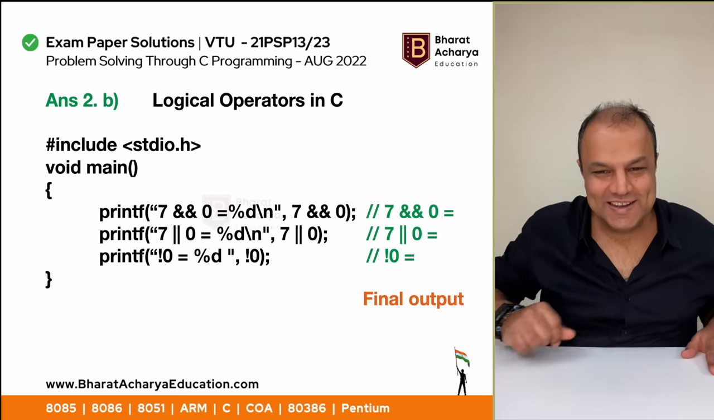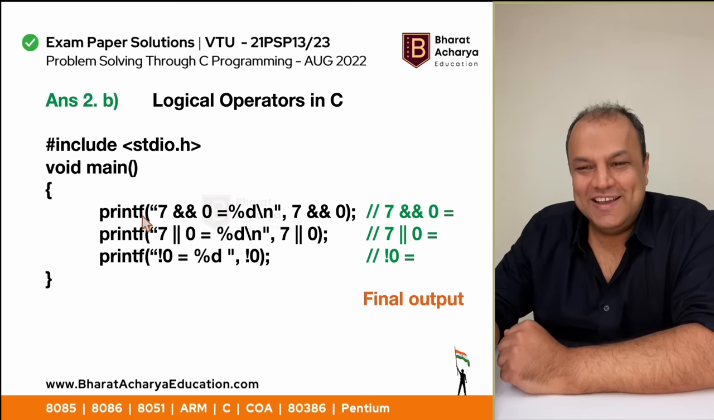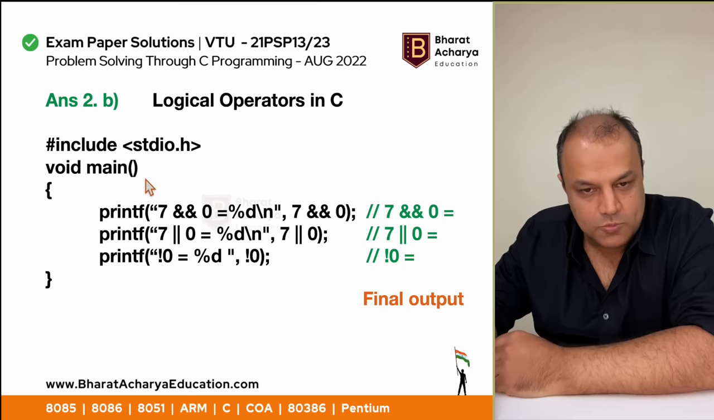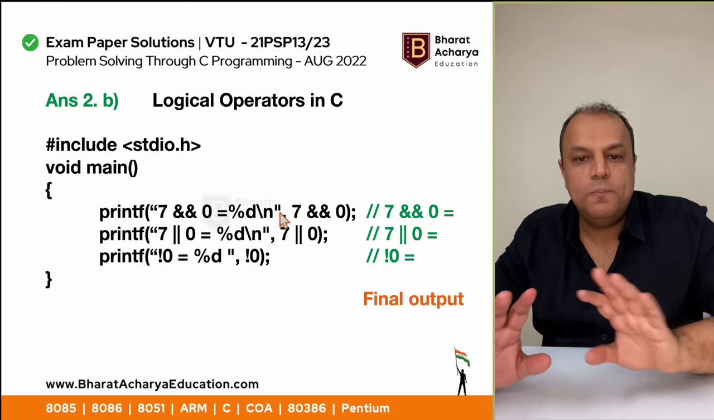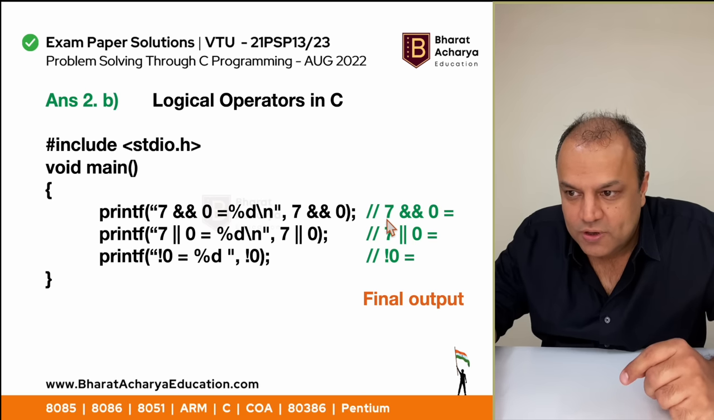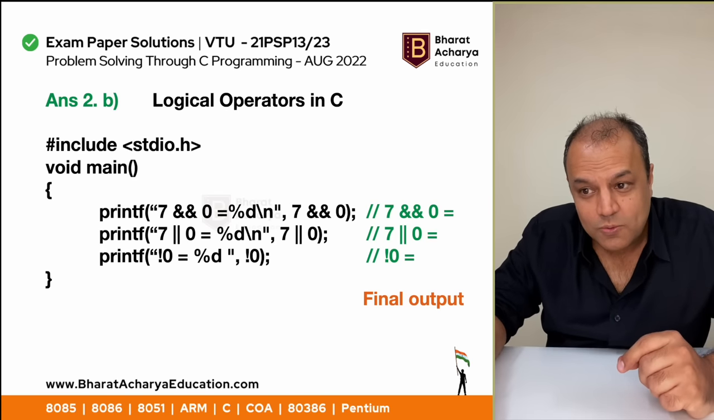And now, let's see this. I have not written the final output that you have to answer. Because there is printf, standard input output dot h is included. Now, 7 and 0. What you write in quotes is not processed, it's just displayed. So 7 and 0 is equal to does this. It displays this much. This percentage d means it's a placeholder. This is where a value will come. What value will come? The result of this expression will be embedded over here.